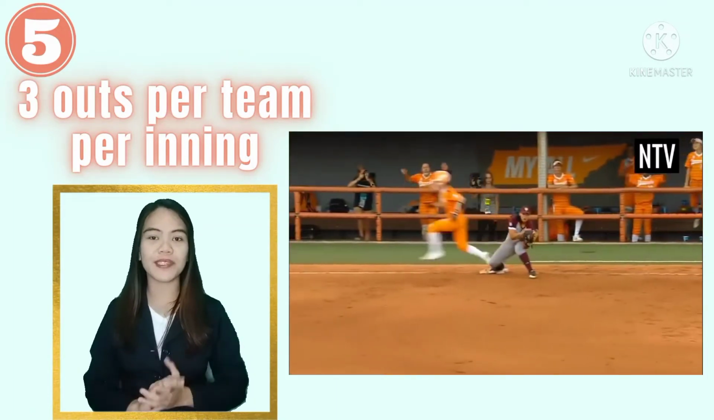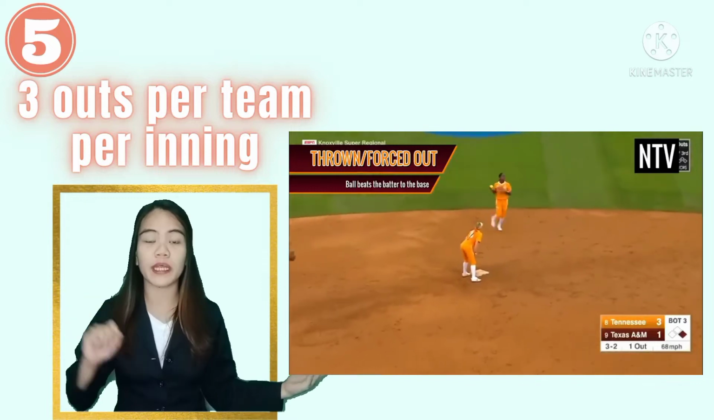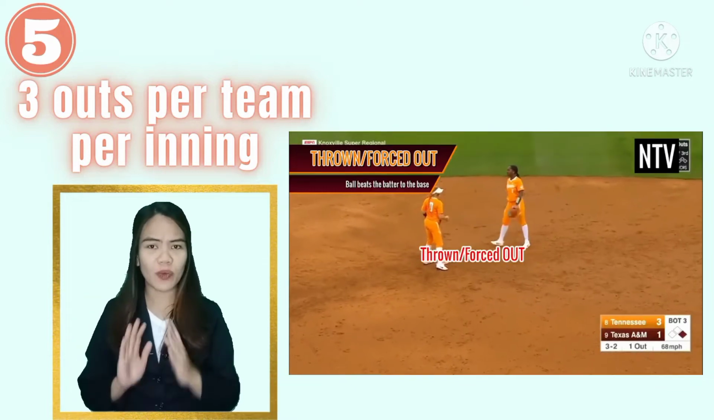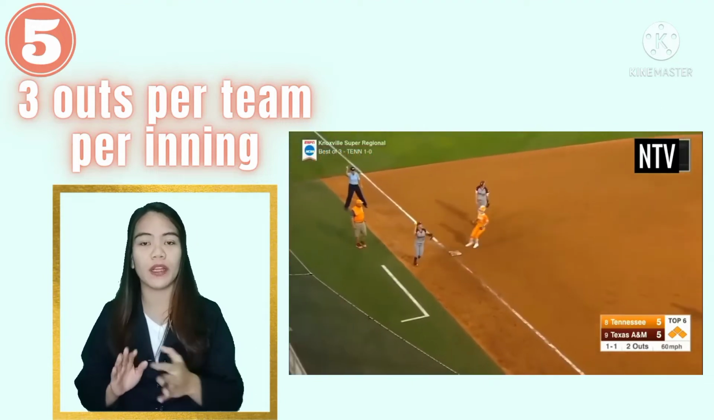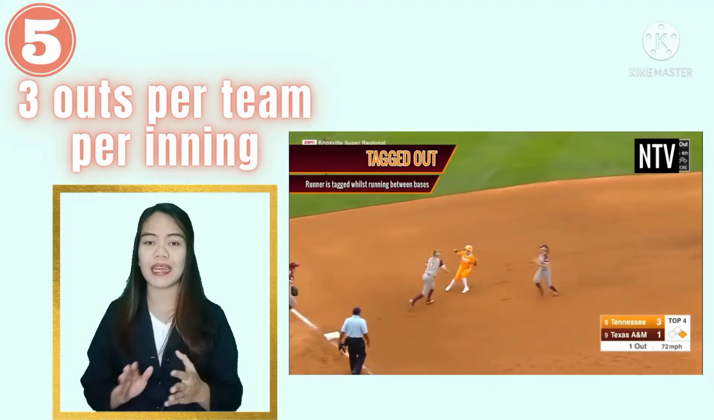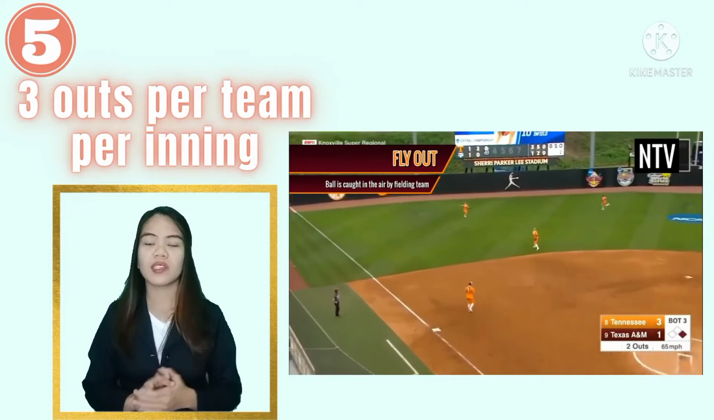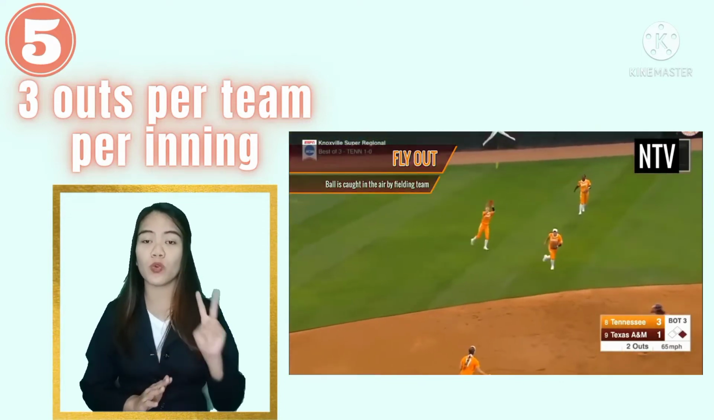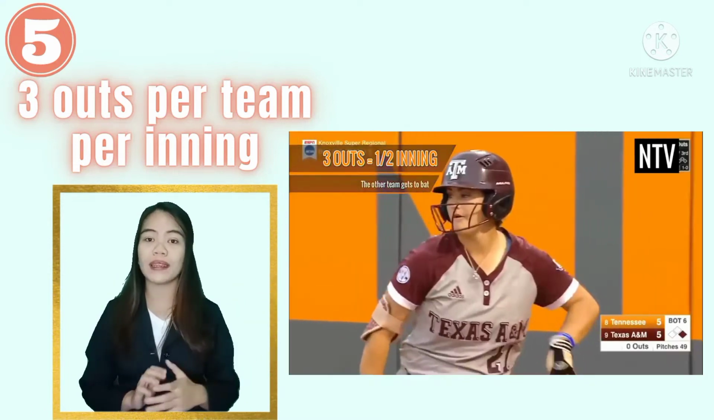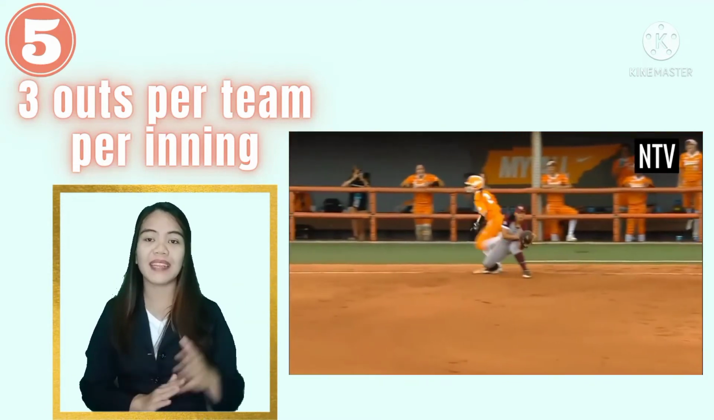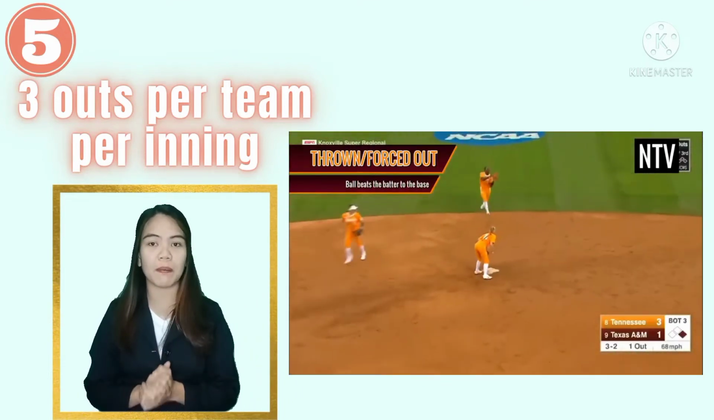Now, let's proceed to our fifth rule, which is 3 outs per team per inning. When we say inning, this is when both teams have batted already. Each team is allowed 3 outs while at bat each inning. An inning is made of 2 halves. The top of the inning is when the away team bats, and the bottom half of the inning is when the home team bats.